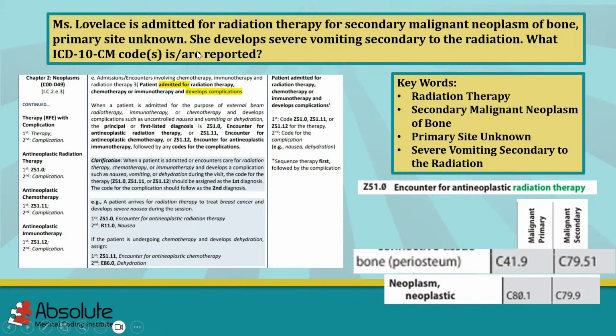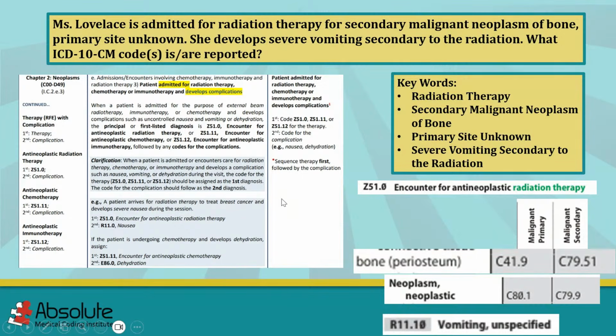And now we're going to be coding for the complication. The complication right here is going to be the severe vomiting, which is secondary to the radiation. That is why we coded the radiation therapy first and what it was being selected for, and then the malignancy. Now we're coding for the complication, which is the vomiting. So that is why we are also going to include R11.10, which is vomiting unspecified. We have to account for that because that's the complication that is being developed.